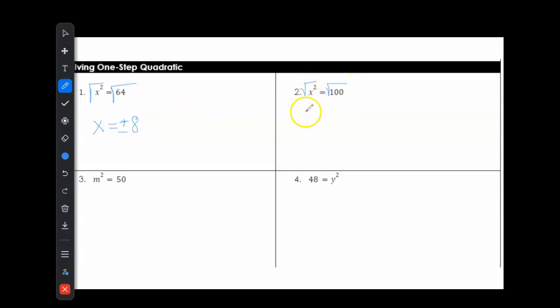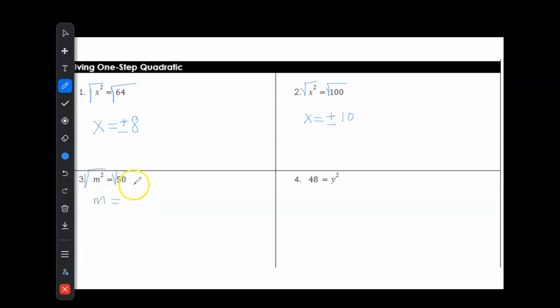Same thing here. Squared and square root cancel each other out. So this side is x. Square root of 100 is 10. We know that one. 10, but we need it to be plus or minus 10. Positive 10 or negative 10. All right, same thing here. Square root of both sides. Squared and square root cancel each other out.